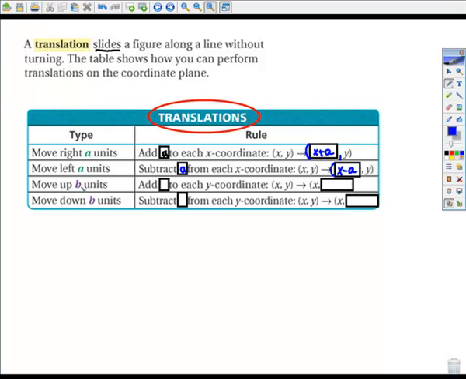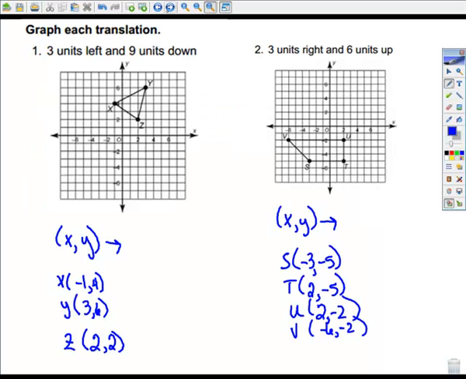If we're going to move up, that's going to affect the y because the y is up and down. So if we move up b, we add b units to each y coordinate. So it's going to be x and then y plus b. Make sure you're filling these in. And if you move down b units, you subtract b from each y coordinate. So it's going to be x and then y minus b. All right, let's do some of these.